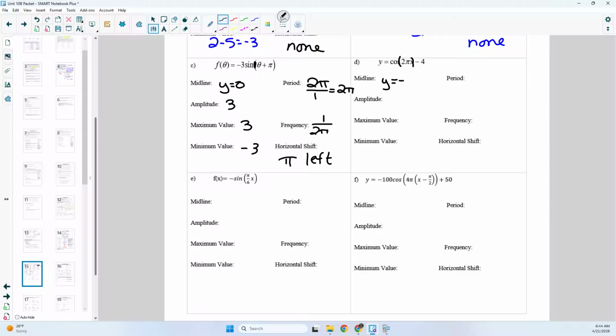Midline is y equals negative 4, amplitude is 1, so the max is negative 3, and the min is negative 5. My period value, this one is our first one where we have this interesting thing happen. My B value is 2 pi, so that's what I'm dividing by. So my period is actually a rational number. My period is 1. My frequency, if I flip it, 1 over 1, is also 1. And my horizontal shift, this time I have 9.